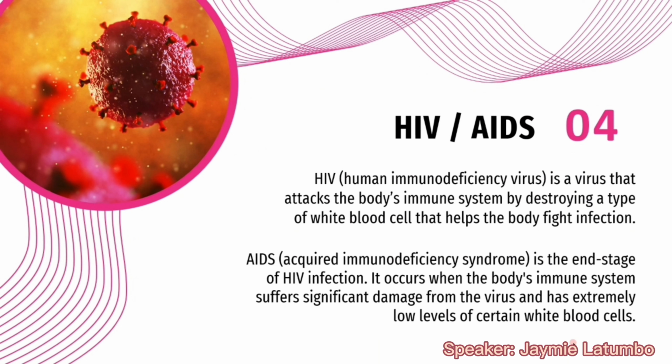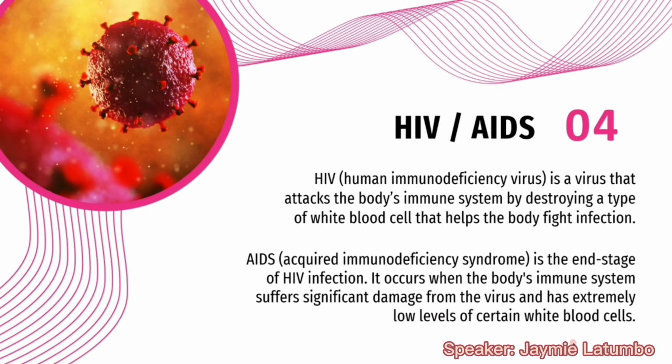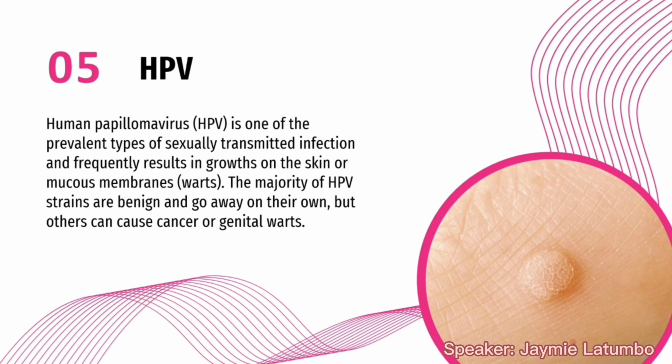So, possible signs and symptoms of HIV and AIDS are sore throat and painful mouth sores, swollen lymph glands, mainly on the neck, skin rashes or bumps, and oral yeast infection. So, the fifth type is HPV or human papillomavirus. So, HPV is one of the most prevalent types of sexually transmitted infection and frequently results in growths on the skin or mucous membrane. The majority of HPV strains are benign and go away on their own, but others can cause cancer or genital warts.